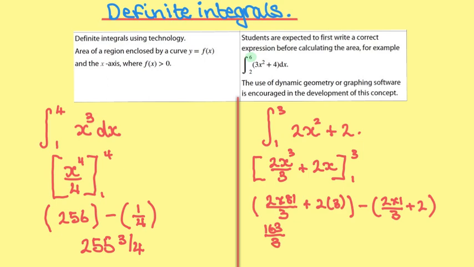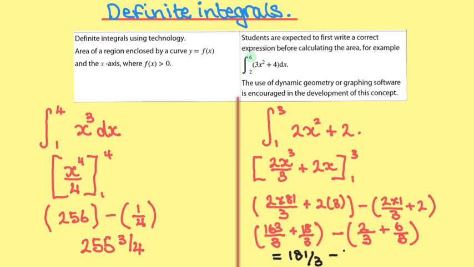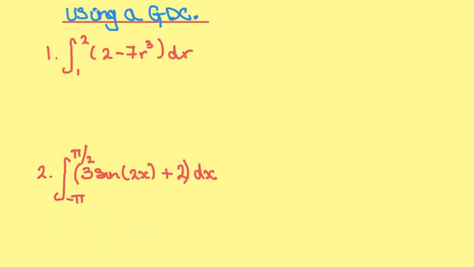163 over 3 plus 18 over 3 minus 2 over 3 plus 6 over 3, which is equal to 181 over 3 minus 8 over 3, which equals 173 over 3.